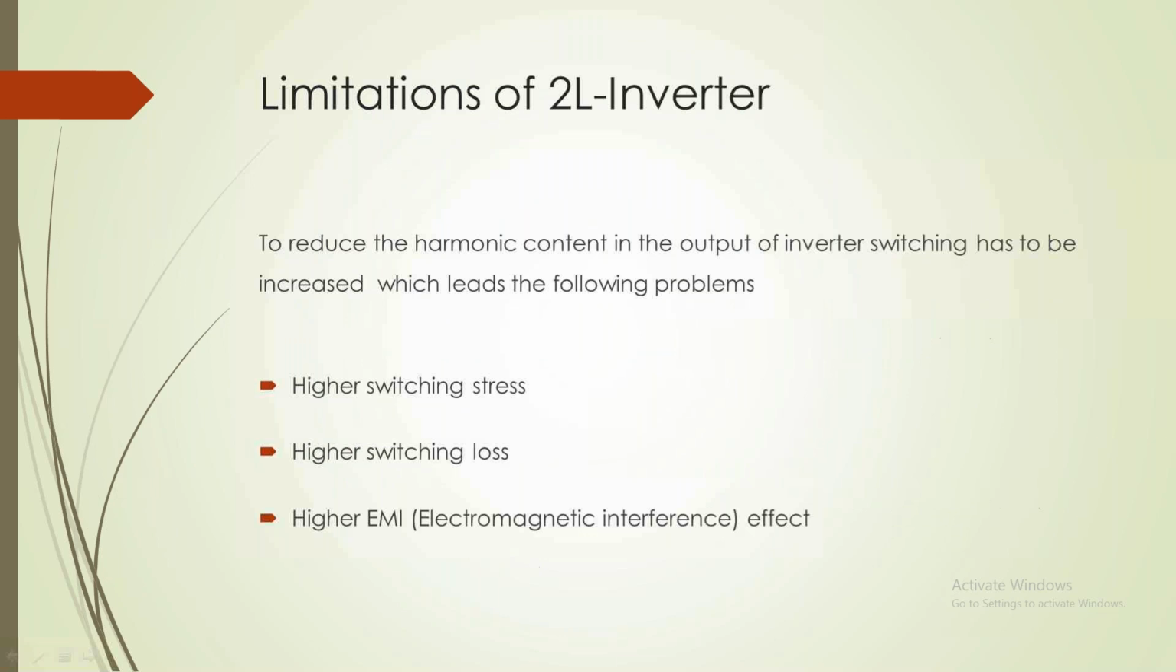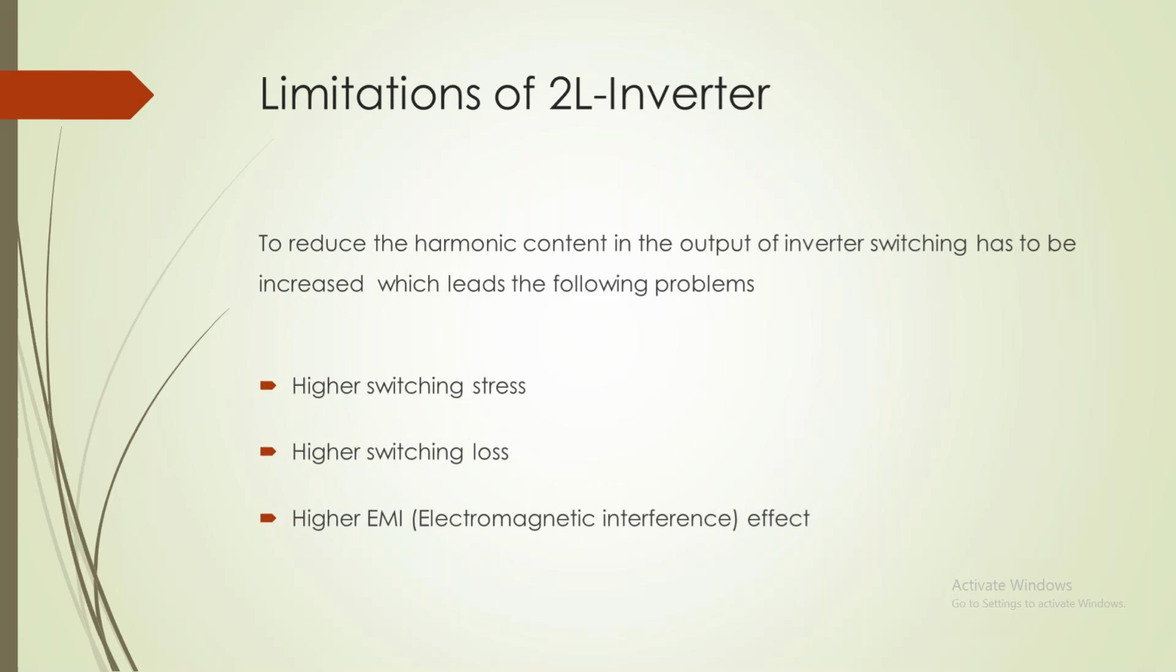So these are the limitations of two-level inverters. To reduce the harmonic content in the output of the inverter, switching has to be increased, which leads to switching stress, switching loss, and another very important effect, higher electromagnetic interference, right? Higher switching stress, higher switching loss, and higher electromagnetic interference effect.